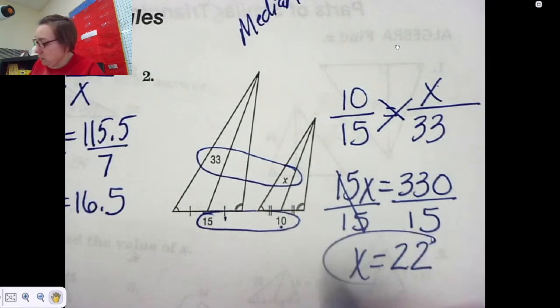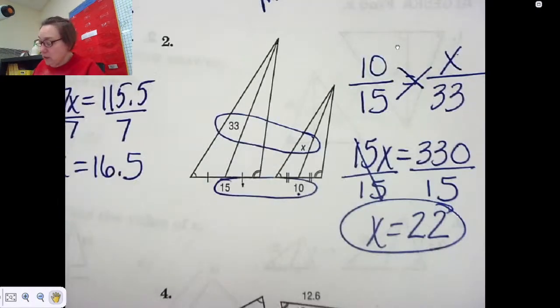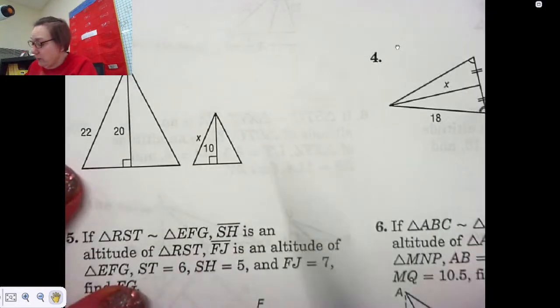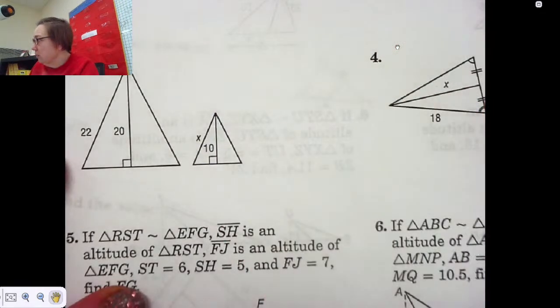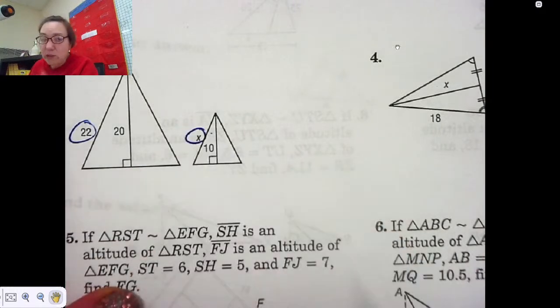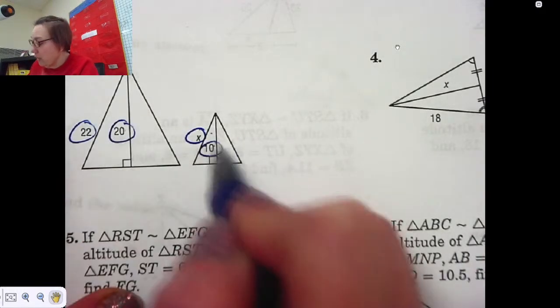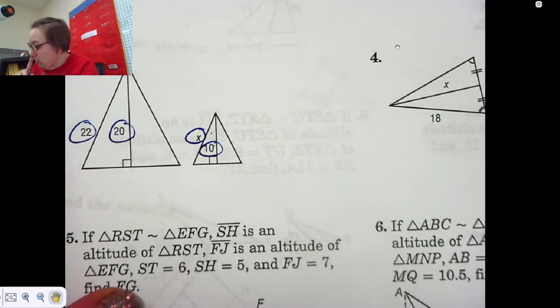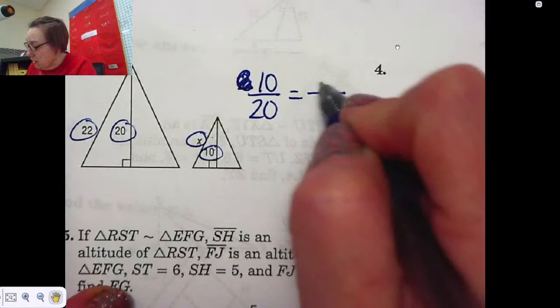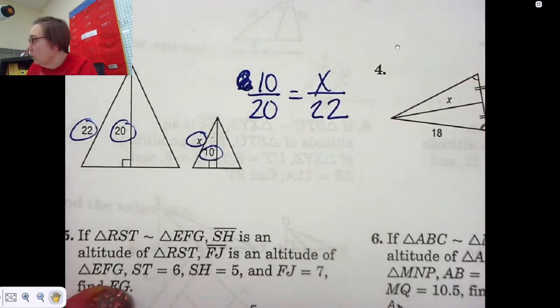Okay, so that's our answer, and we're done with it. That's it. All right, so look at number 3. On number 3, we've got this angle bisector, so we can set up a ratio of these two sides to a ratio of these two bisectors. So what's that going to look like? 10 over 20 equals x over 22. And then we just solve it.